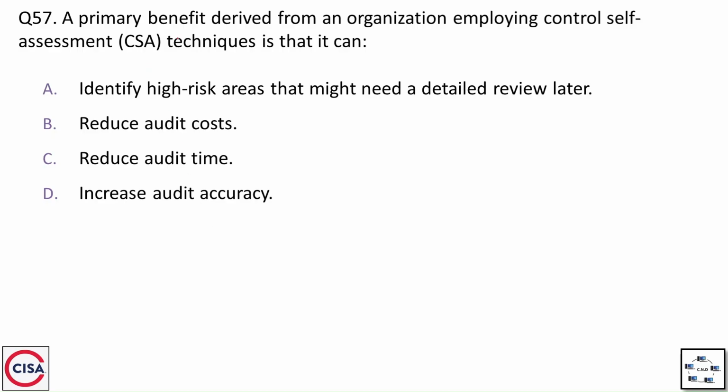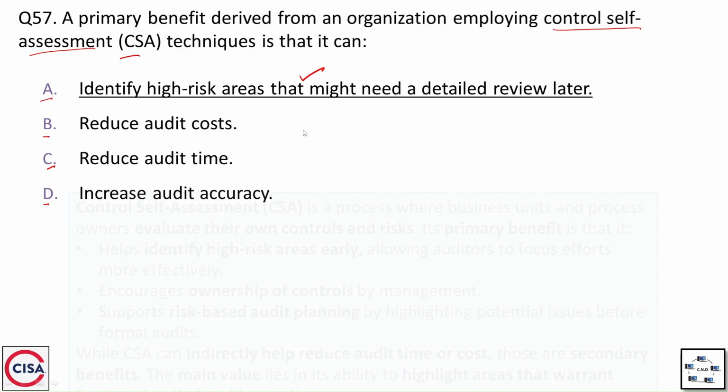Question number 57. A primary benefit derived from an organization employing control self-assessment, that is CSA, technique is that it can option A, identify high risk areas that might need a detailed review later; option B, reduce audit costs; option C, reduce audit time; and option D, increase audit accuracy. And the correct option is option A, identify high risk areas that might need a detailed review later.